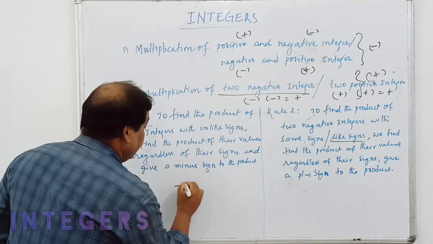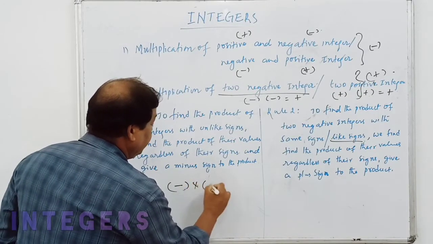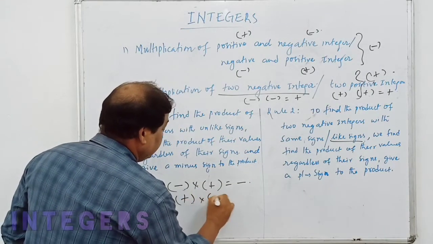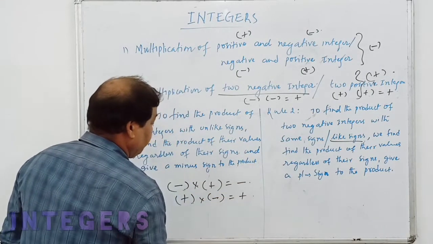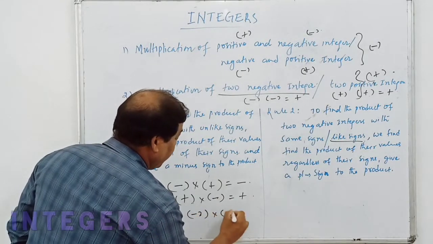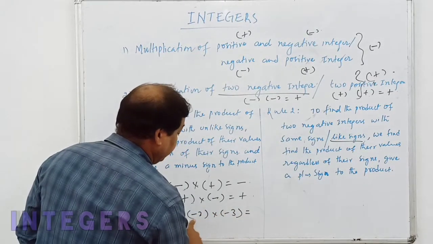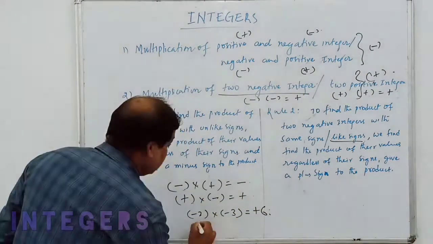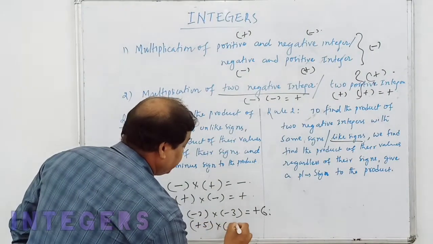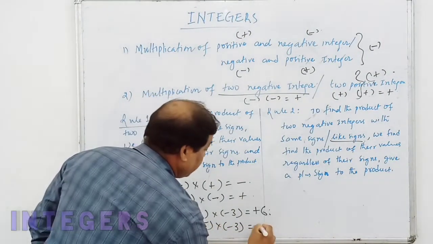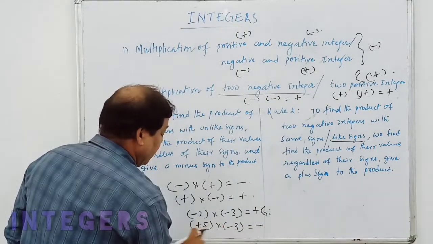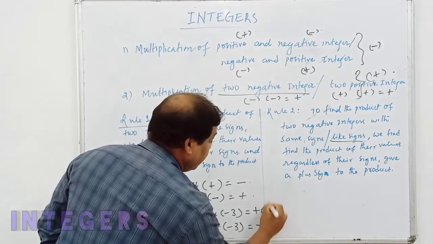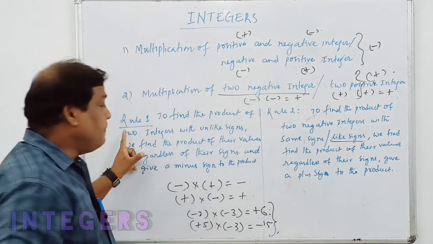Now a negative sign multiplied with a positive sign gives a negative sign, and a negative sign multiplied with a negative sign gives a positive sign. So minus 2, then minus 3, negative then negative becomes a positive sign. 2 3s are 6. So here plus 5, then minus 3: plus minus is minus, because multiplying a positive sign with a negative sign gives negative. Then 5 3s are 15. So it is rule 1.